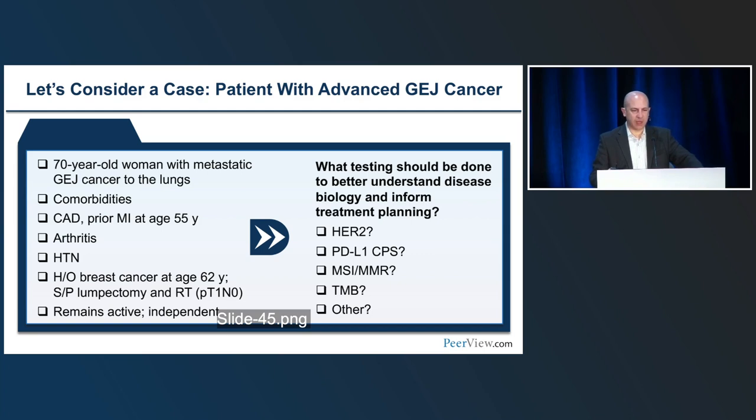We have a patient who is a 70-year-old woman with metastatic gastroesophageal junction adenocarcinoma.